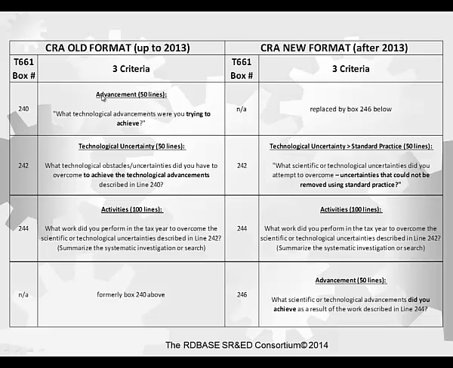Previously, Box 240 started by asking what advancements we were trying to achieve. This is now moved to Box 246, or the end of the project, where they now ask what advancements have been achieved. The second change is the addition in Box 242 in defining technological uncertainty, in which they clarify that the uncertainties must exceed any knowledge within the realm of an industry's standard practice.